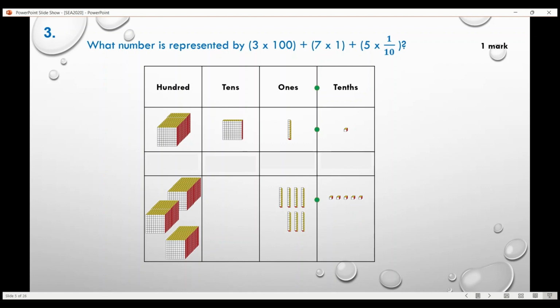And now what does that mean? We have 3 hundreds. How many tens do we have? We have no tens. So we put a 0 to represent that. And how many ones we have? We have 7 ones. And of course, we're getting smaller, so we put a decimal point. And then we have 5 tenths, or half. So our answer can be written as 307.5, or 307 and 5 tenths, or 307 and a half.